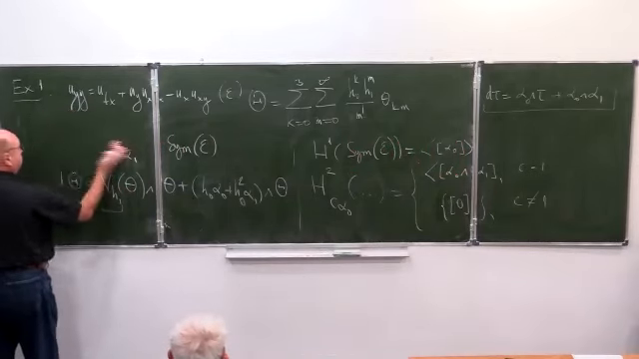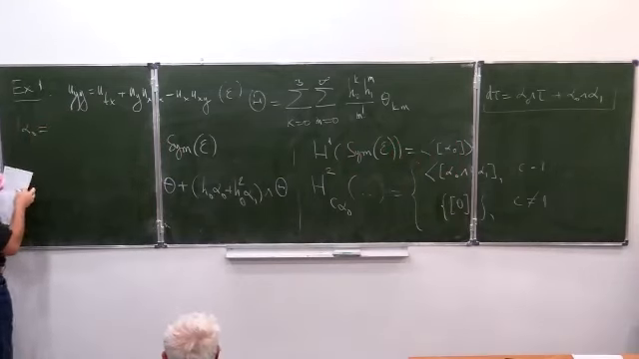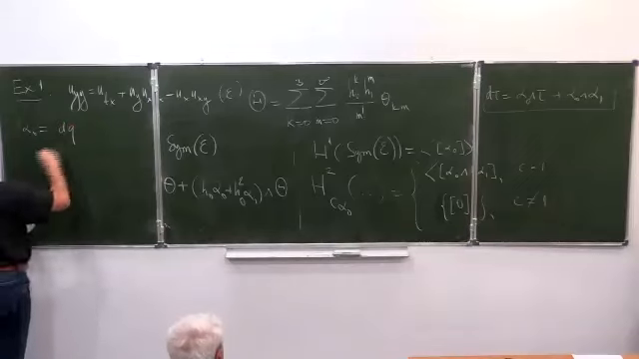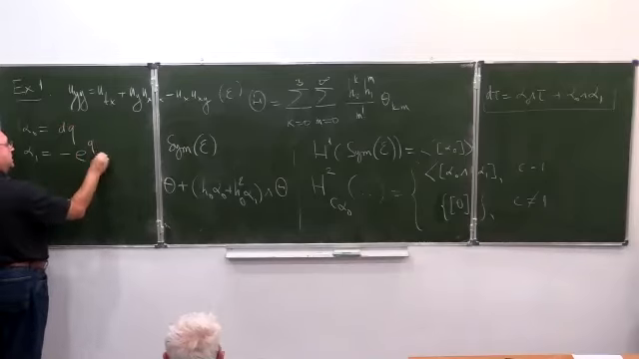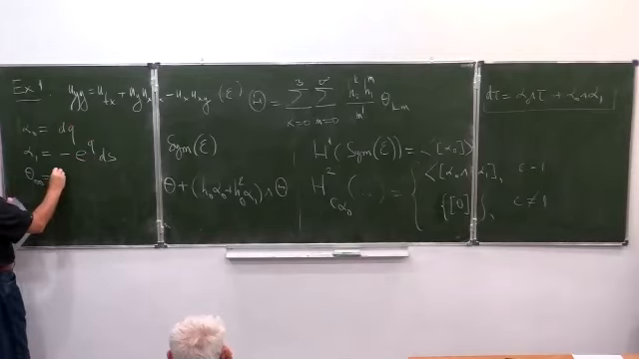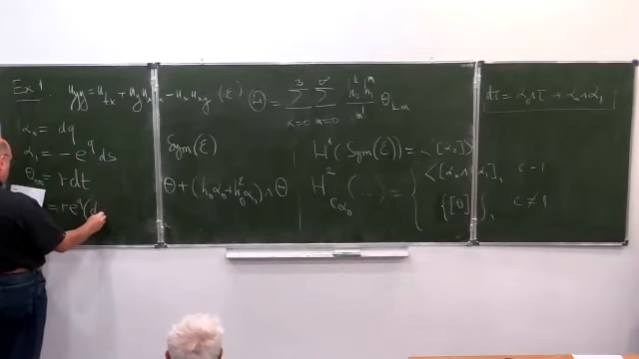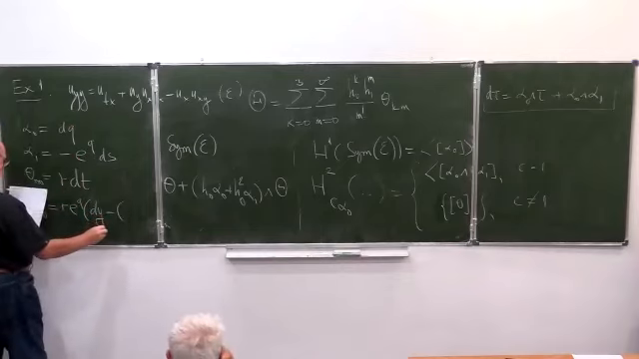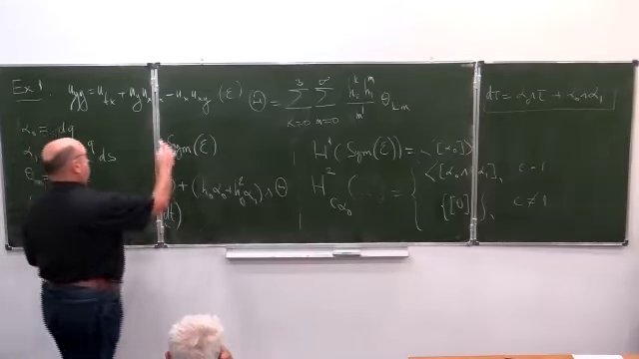They have the following form. Alpha_0 is some dq, alpha_1 is minus ds, theta_{0,0}, the so-called basic horizontal form, is this form, and theta_{1,0} is this form.